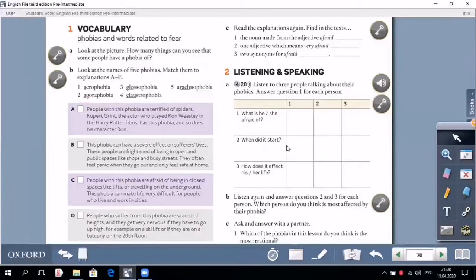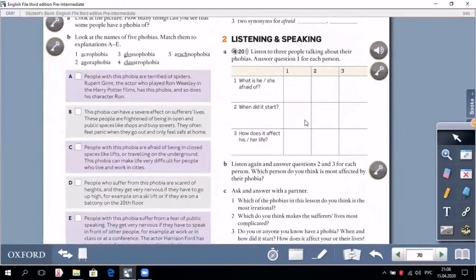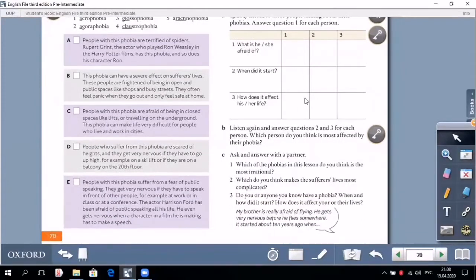The next question is, when did it start? They told about their phobias and when they started, yes? The next one, how does it affect his or her life? I want to give this table to you as homework for the next time, this one and this one. You see, 2 exercises here, remember it. Then after it, you should again listen to this exercise and do exercise B, then C.